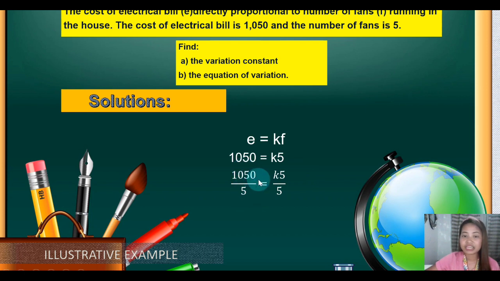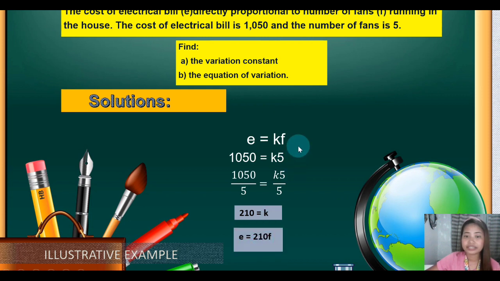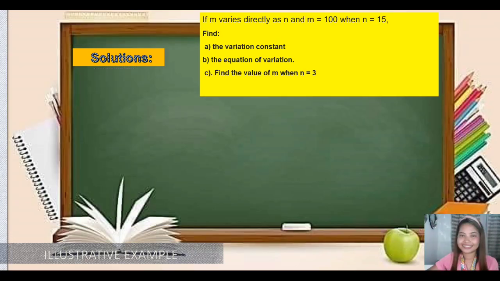So 1,050 divided by 5 is equal to 5K divided by 5. So now the variation constant will become 210. So the value of K is 210. Then substitute the value into the equation. So the equation of variation will become E is equal to 210F. Okay, that's it. So let's try another example.